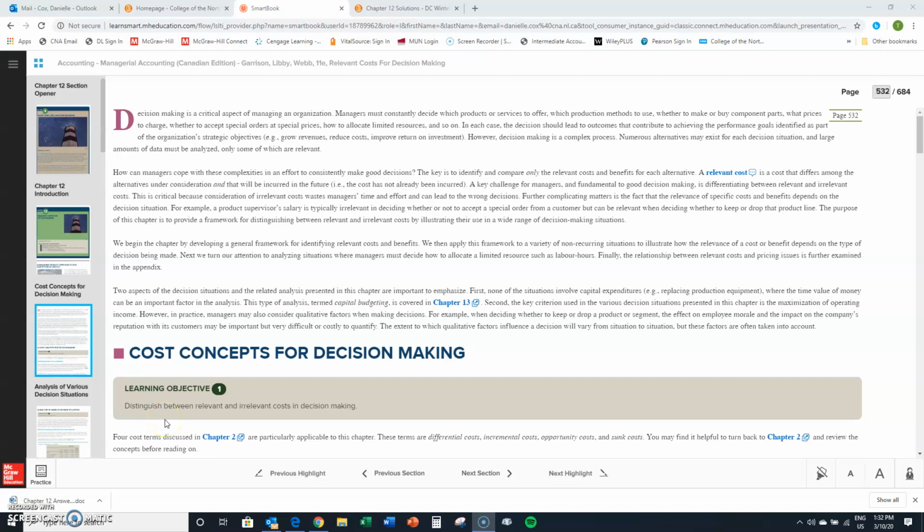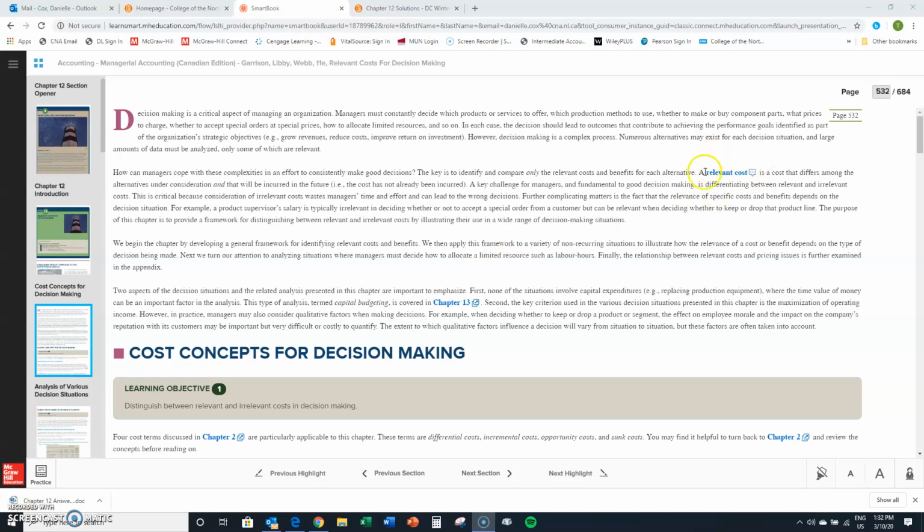Hi everybody. So this week we are looking at chapter 12 in the text. I'm going to briefly run through a few little things in the chapter, some terminologies that you should know, or just point out some sections to pay close attention to.